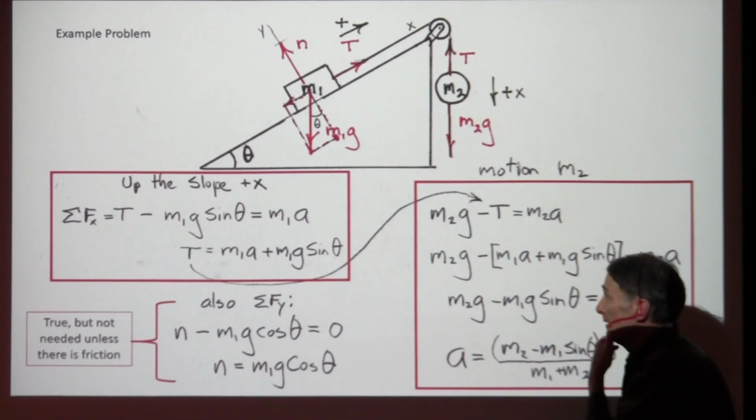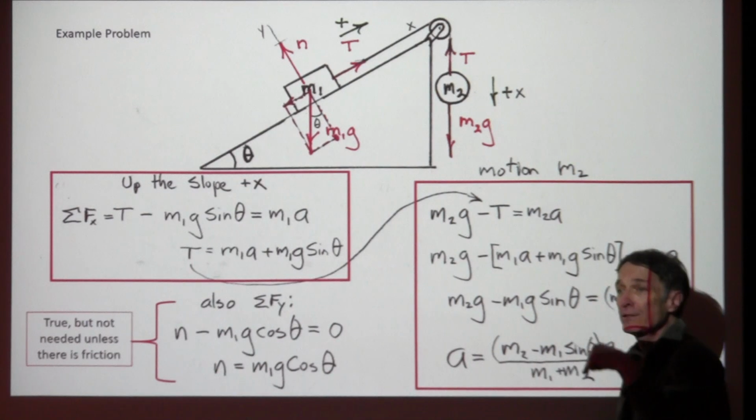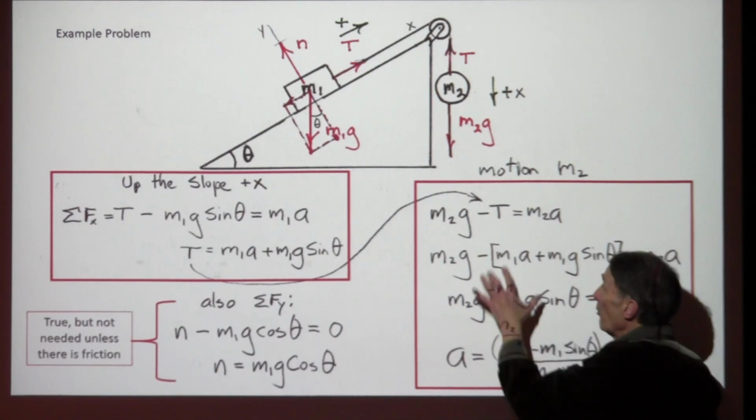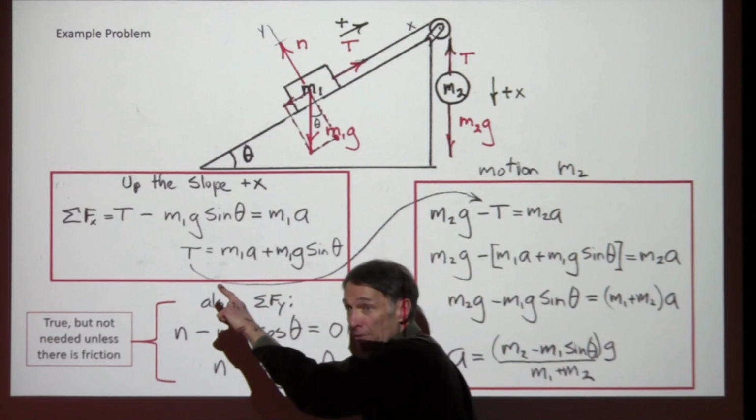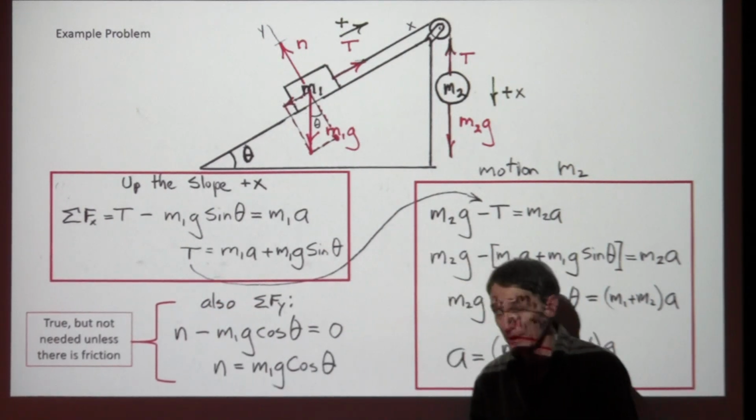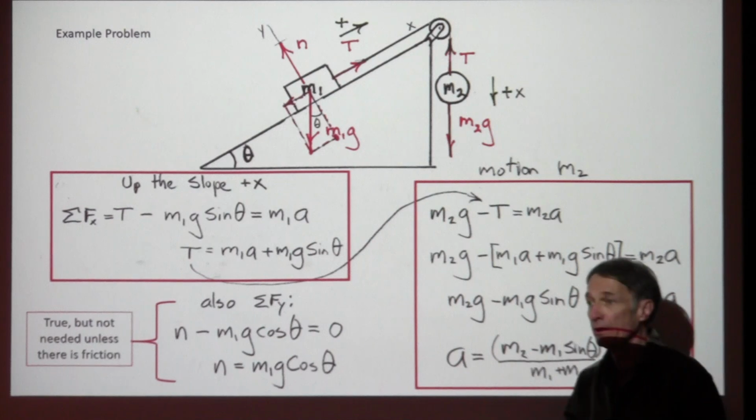I see your question. So basically, yeah, we could have taken this and solved for t here and substituted it in here. Absolutely, yes. There's no one way to do it.